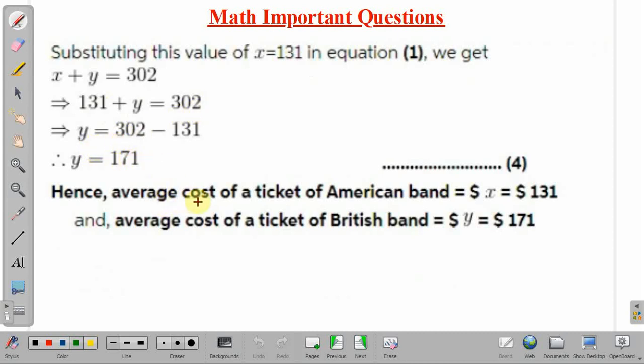Hence, average cost of a ticket of American band is equal to X dollar and it is equal to $131. And average cost of a ticket of British band will be equal to Y dollar equal to $171. Okay friends, so in this lecture we have discussed one important problem of mathematics. Okay. Thank you.